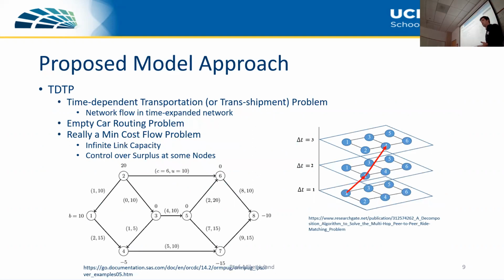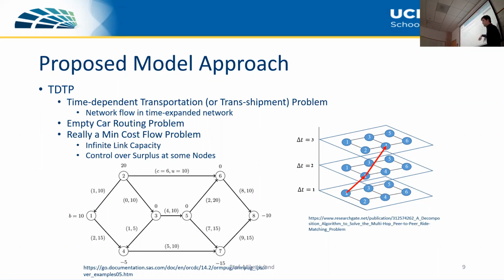Okay, so we're going to call our approach the TDTP, the time-dependent transshipment problem. Those of you familiar with network modeling and network flow modeling will recognize it as a minimum cost flow problem, displayed here on the bottom left, where you have either a surplus or a deficit at every node in your network. You have the cost of traversing every node in the network. You want to move the flows from the surpluses to the sinks, such that at the end, all of your surpluses are used and all of your sinks are covered.